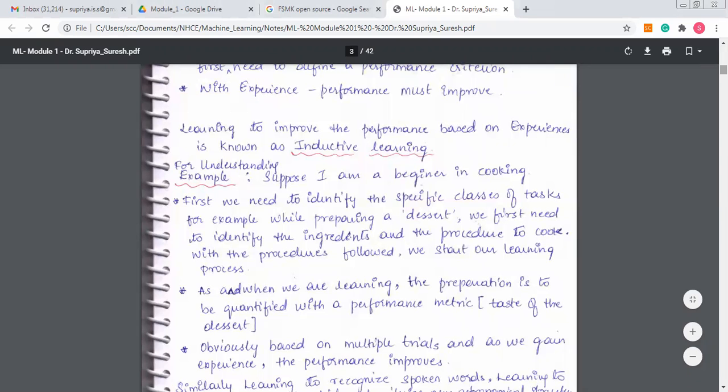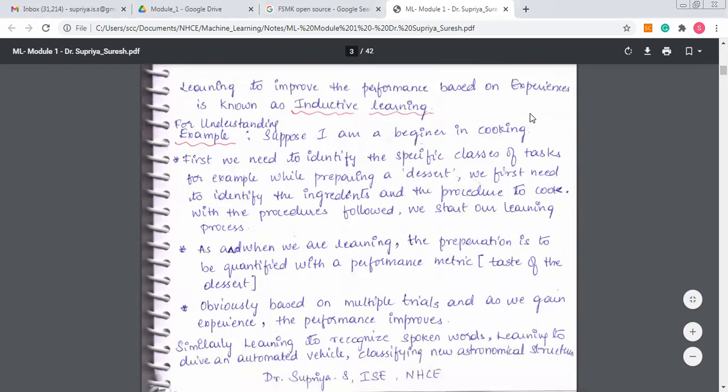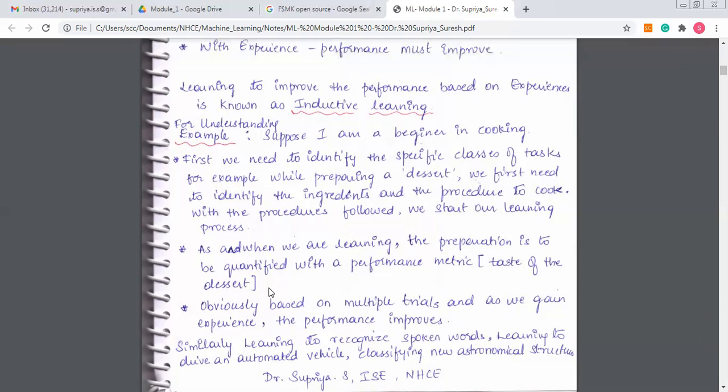As I told you, this is one of the examples I've written here for understanding. Suppose I'm a beginner in cooking. First we need to identify the specific classes of task. For example, while preparing a dessert, we first need to identify the ingredients and the procedure to cook. With the procedures followed, we start a learning process. As we are learning, the preparation is quantified with the performance metric, the taste of the dessert. Obviously, based on multiple trials, as we gain experience, the performance increases.